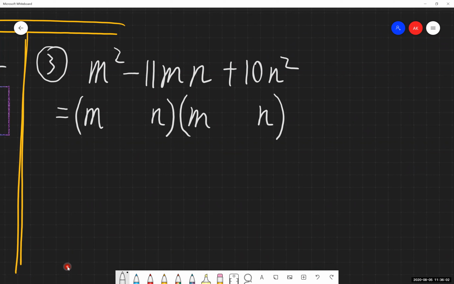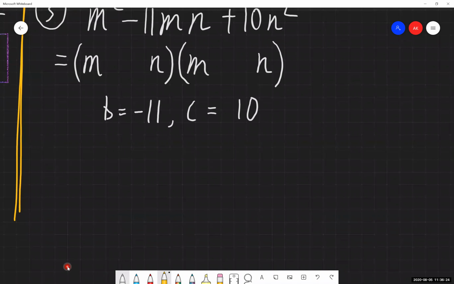Next, we need to identify our b and our c values. B value is -11. C value is 10. Again, that B value is coming from right here. C value is coming from right here. Next, I'm listing all of the factor pairs of 10, and then we'll do that sign analysis with these. So factor pairs of 10. 1 times 10, 2 times 5, 3 doesn't work, 4 doesn't work, 5 works, but I already have it listed, so I'm done.